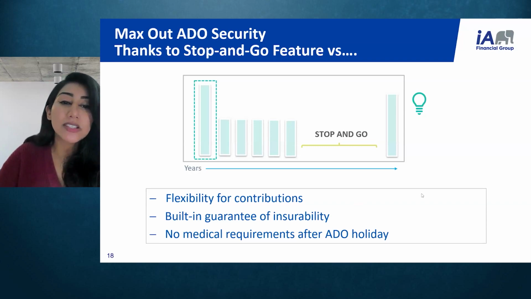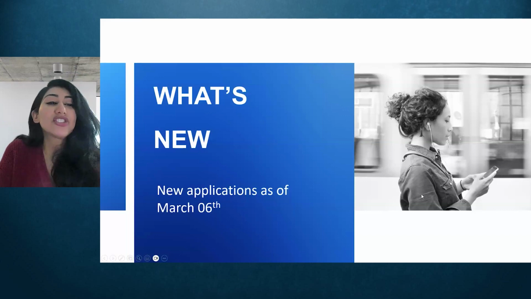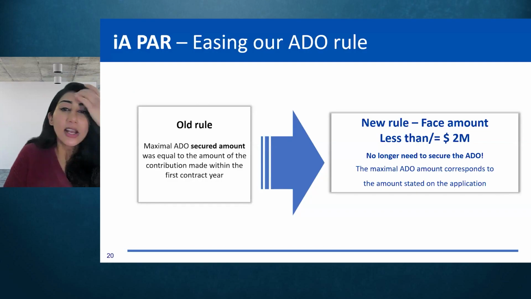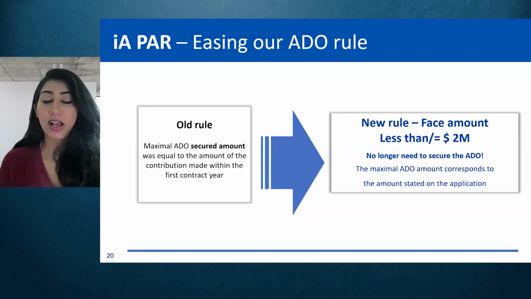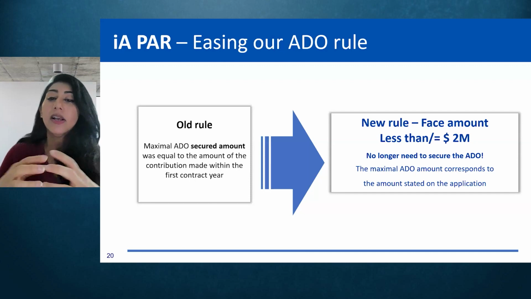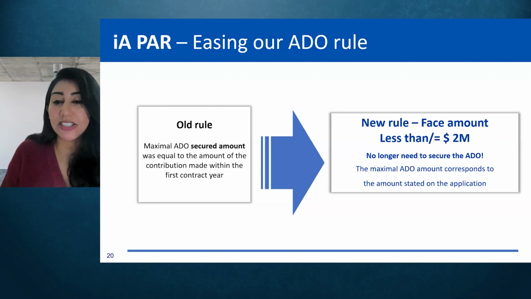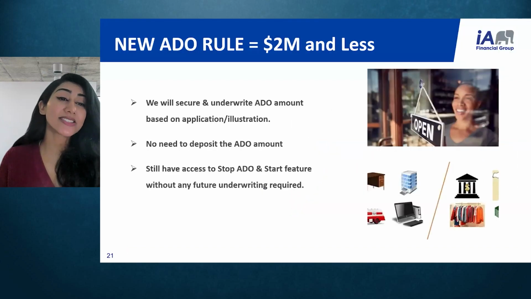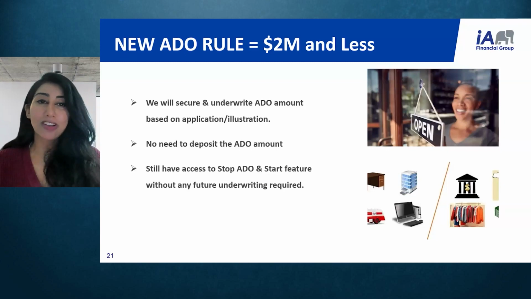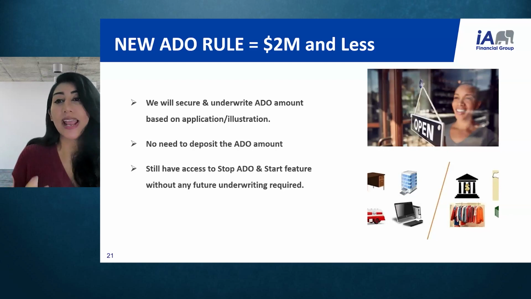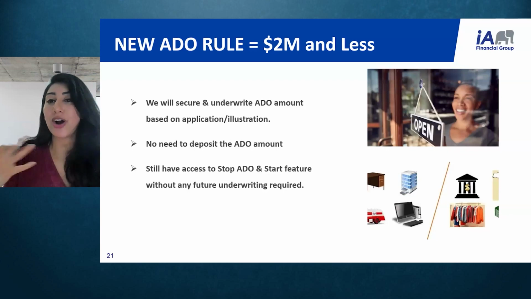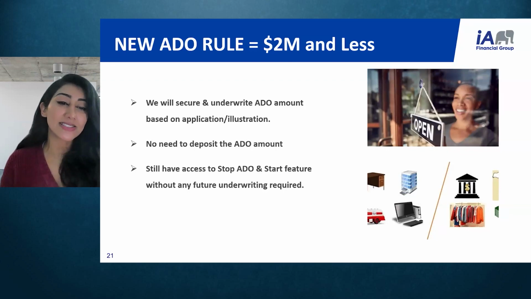We were able to enhance it even more with the changes we've introduced. For any new applications as of March 6th, if the face value of the death benefit is $2 million or less, we will no longer require a payment to secure the additional deposit option. You can secure the additional deposit amount as long as the face value of the policy is $2 million or less without any actual payment. This will be based on the application and illustration. We will be able to underwrite based on that, and you will still have access to the stop and go feature.